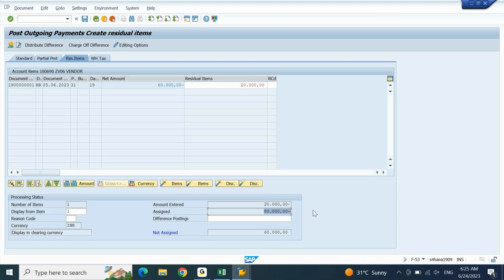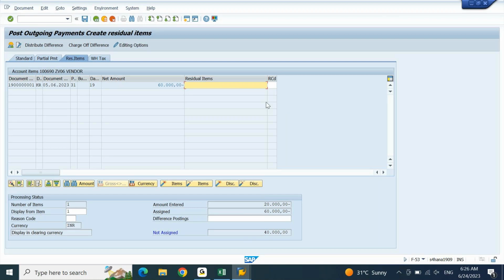Now I did press enter. What happened? It has become 80,000. I am trying to pay 20,000, but system is assigning 80,000 here. Something is going wrong here. So nowhere is 80,000 relevant. You need to understand, whenever you are making the residual payment, you will always play with the balance number, not with the payment number. If I want to play with the balance number, let me remove it, press enter.